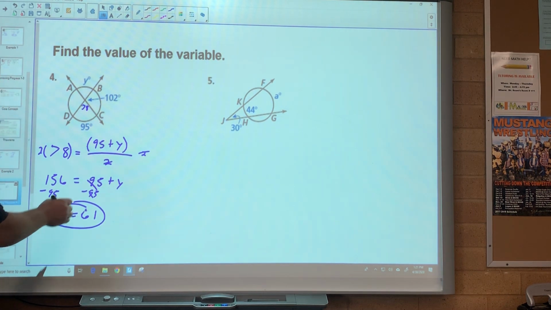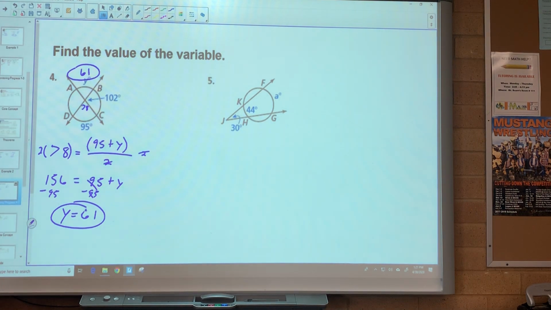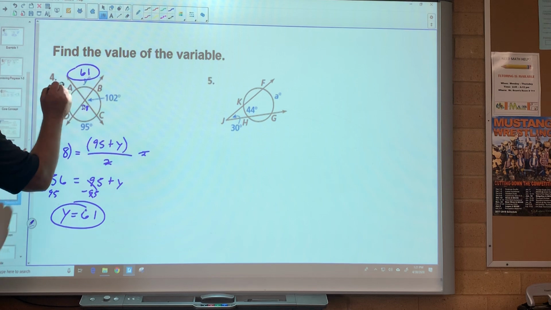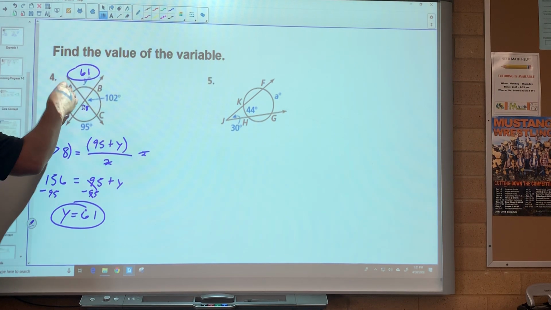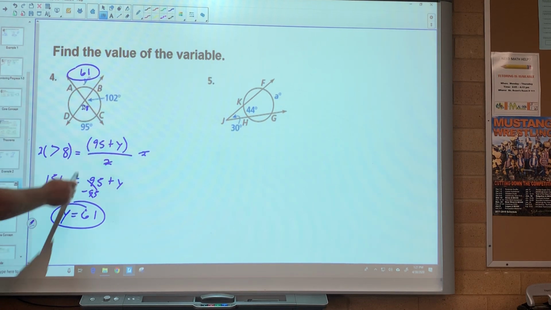That one can be a little bit tricky, you guys. You just have to make sure that you understand that when the two lines cross inside the circle, the angles must be vertical if we're going to add the things together.